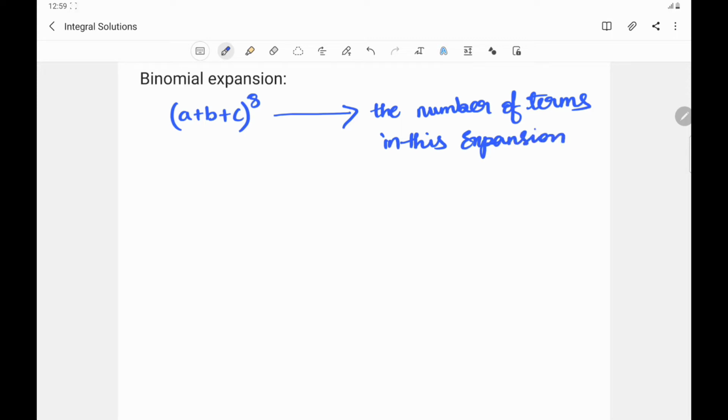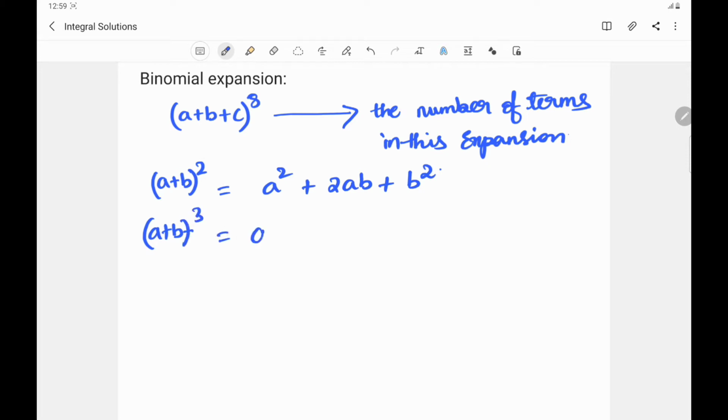So let us look at this. Let us start with the basic thing. Say if it is (a + b) whole square, it is written as a square plus 2ab plus b square. And let us look at another expression, which is (a + b) whole cube. This is nothing but a cube plus b cube plus 3a square b plus 3b square a.